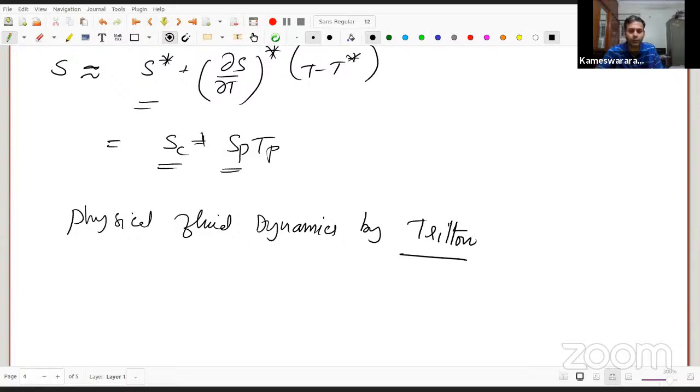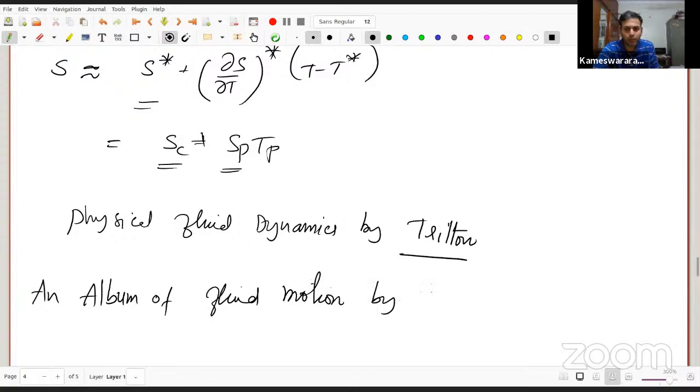Oh, Van Dyke. Yeah. Okay. So Van Dyke is, I think, called An Album of Fluid Motion by Van Dyke. Okay, that's a nice book. If you want to just look at the beautiful pictures of fluid mechanics, you can pick up this book. Yeah, An Album of Fluid Motion. Yes, I think Ujjwal has written it here.